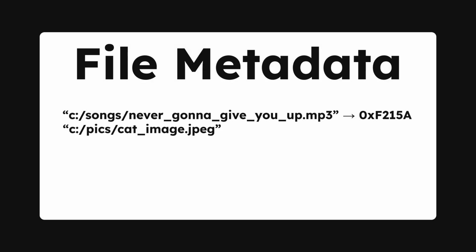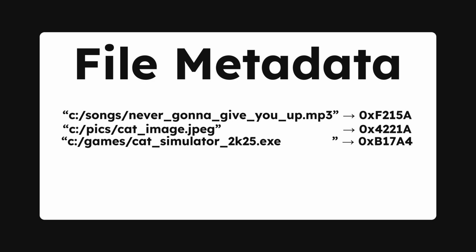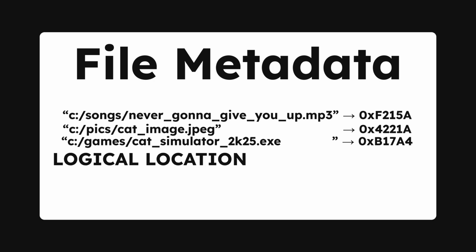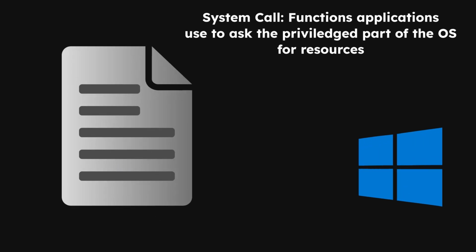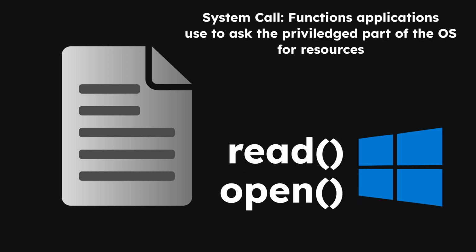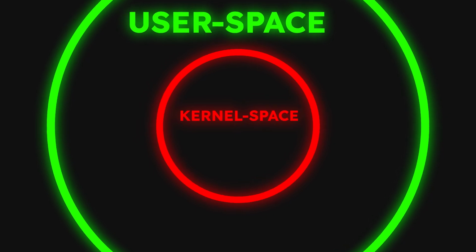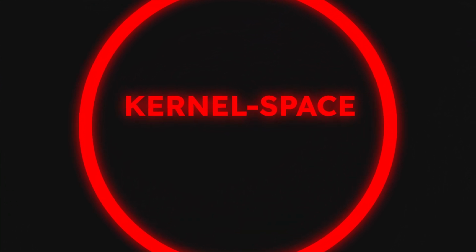It's fragmented across multiple physical sectors, with pointers managed by the file system, structures like NTFS, APFS, or ext4, which map logical files to physical disk locations. When you open the file, the operating system issues a system call, typically open or read, requesting access to the file. This crosses from user space into kernel space, the privileged core of the OS.